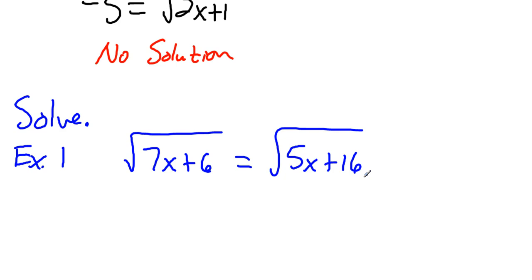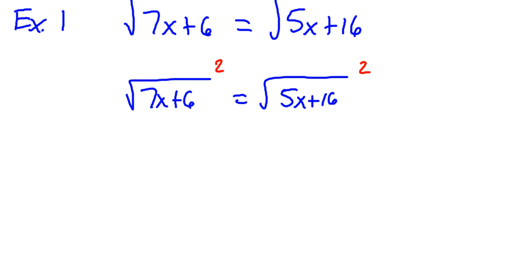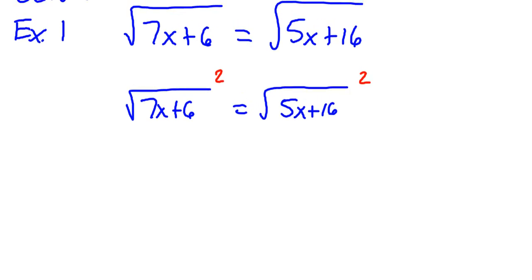And as long as you have 2 square roots and they're just one on the left side, one on the right side, there's nothing added or subtracted to it, then all you have to do is just go ahead and square both sides. Because when you square this square root on the left-hand side, the square and square root cancel. Same thing on the right-hand side, the square and the square root would cancel. So you'll be left with 7x plus 6 and 5x plus 16.